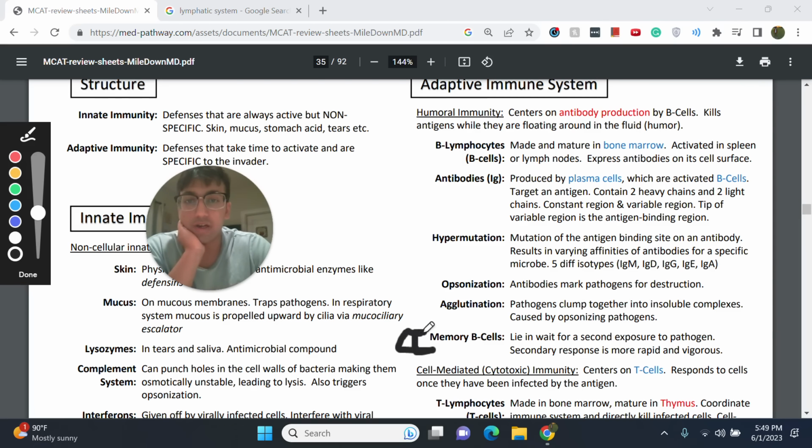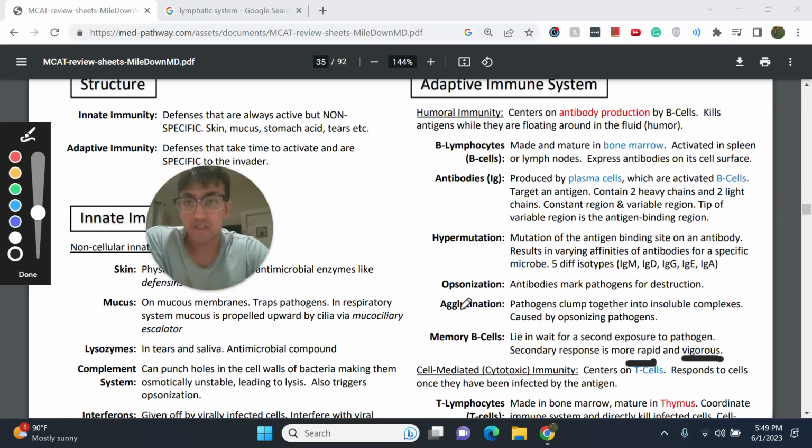This is the way that things like the COVID vaccine are based on: you have these B cells that remember the initial exposure, and then at the second exposure to the pathogen, it doesn't have to go through this whole process of making new antibodies and responding to the pathogen. Now it just remembers because they have these memory B cells, and so the secondary response is now really rapid and vigorous.